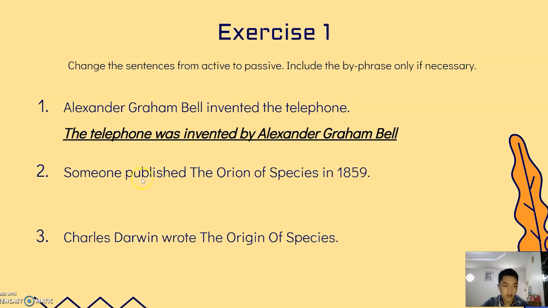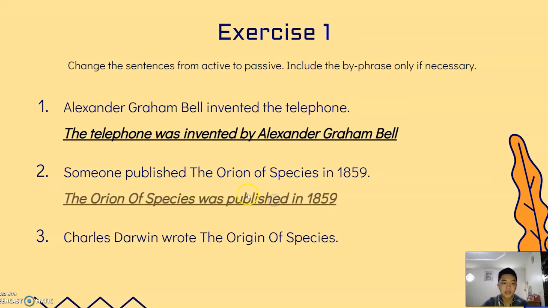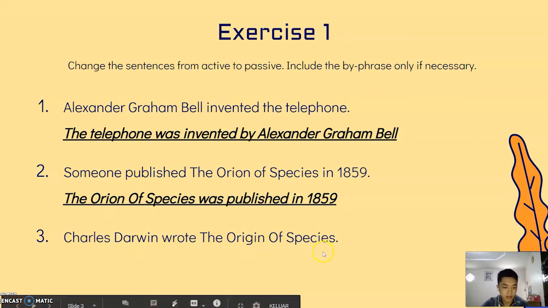action. Number 2 is someone published the Origin of Species in 1859. The passive sentence is The Origin of Species was published in 1859. And here we don't add the by phrase because it's not necessary, because the one who did this is only someone. Number 3 is Charles Darwin wrote The Origin of Species.